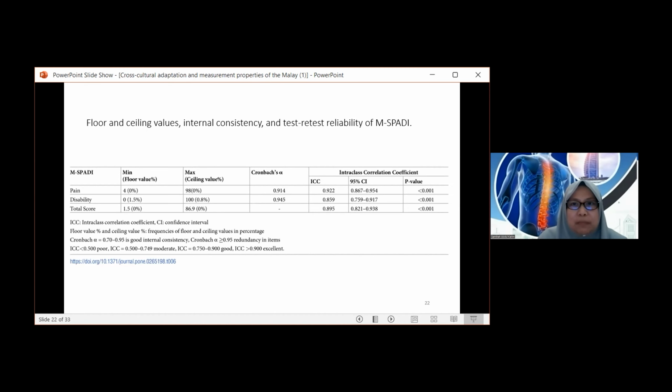56 participants completed the test-retest with a mean time of 9.2 days between the first and second test, and the intra-class correlation coefficient results of the M-SPADI pain subscale, disability, and total score revealed good to excellent test-retest reliability.